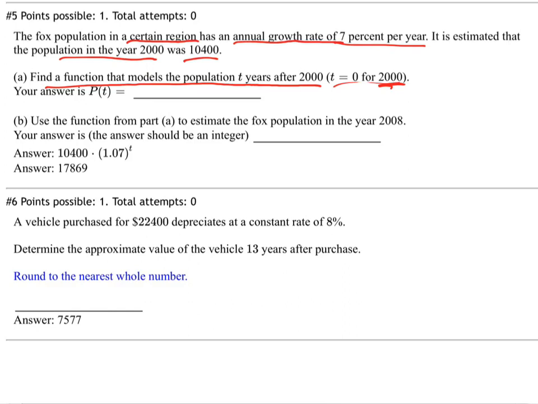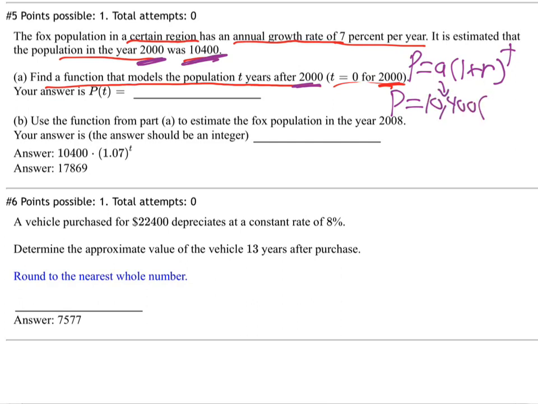So we'll use the same formula as before. P equals A, 1 plus r to the t. Remember, the A is the amount that it started with, the initial amount. Does it say? Oh, yeah. It was 10,400 in the year 2000. Is that the starting year? Yeah. They said everything's going to be measured after the year 2000. So that's the starting year. So yes.